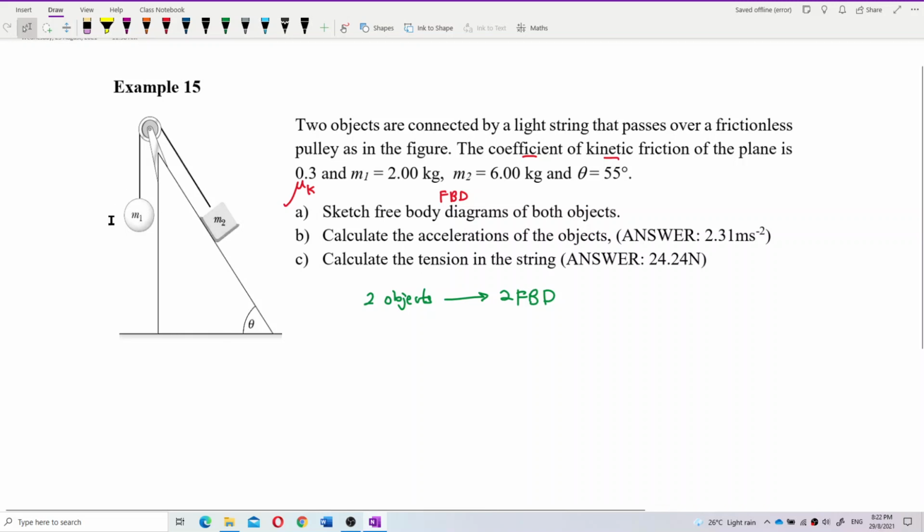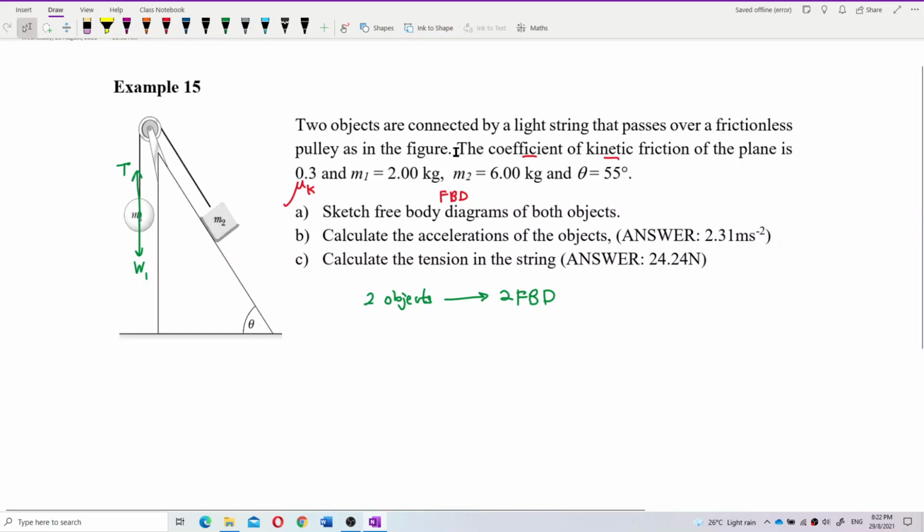Okay, look at mass 1. So what force exists on mass 1? Just draw roughly. Mass 1 has the weight, weight 1. It has a tension in the string. I think that's it. No more other forces, right? That's it. And it's not in contact with the surface also. No normal force.